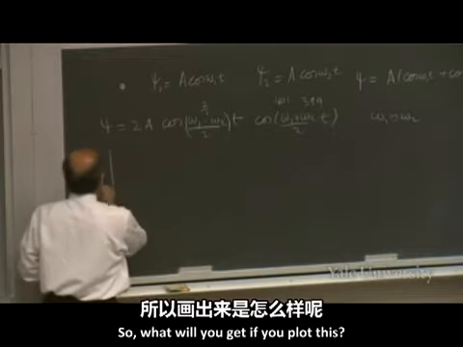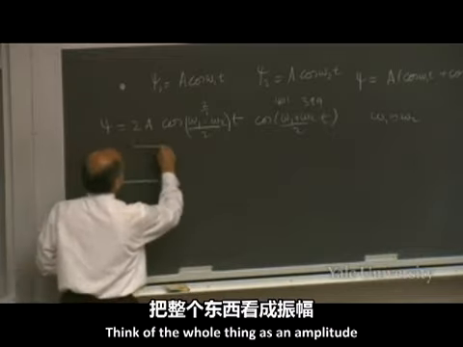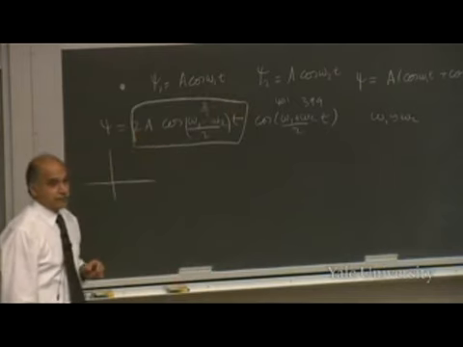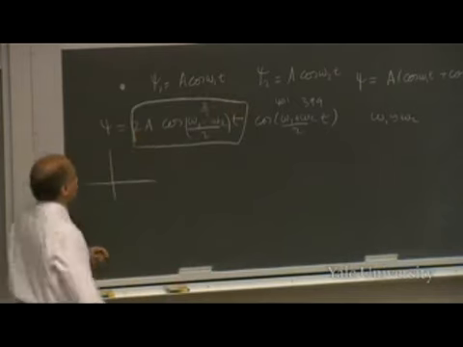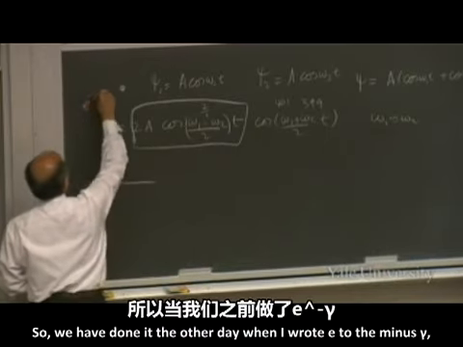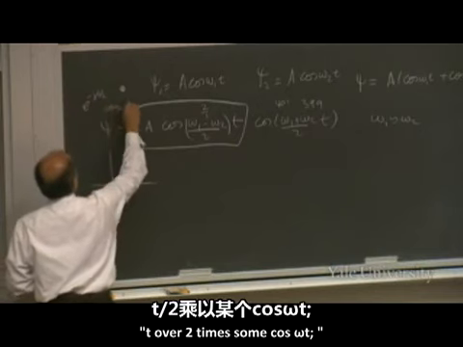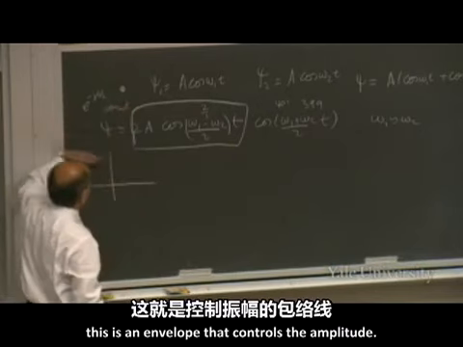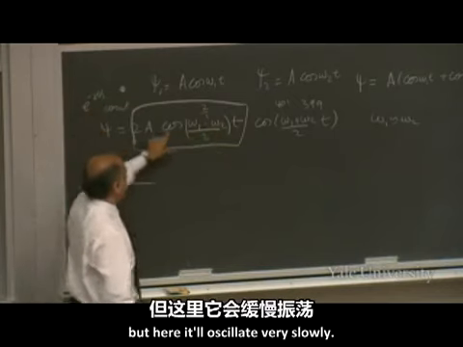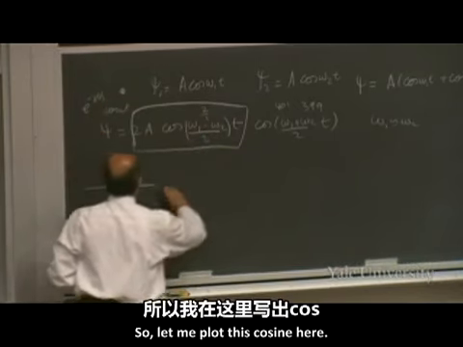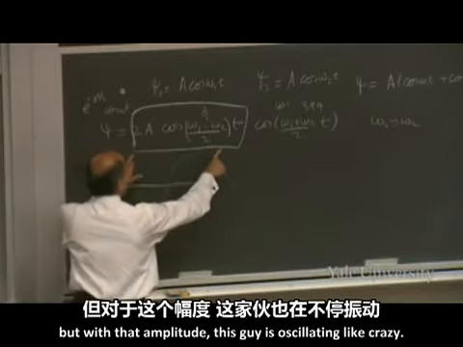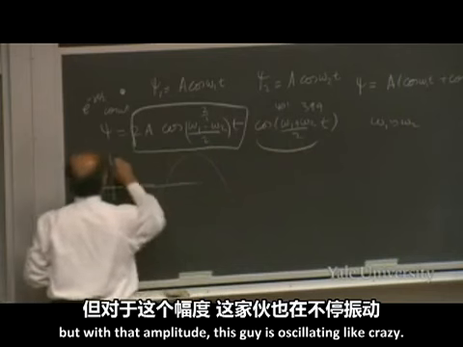So what will you get if you plot this? Think of the whole thing as an amplitude that's slowly varying with time. We did it the other day when I wrote e to the minus gamma t over 2 times some cosine omega t. This is an envelope that controls the amplitude. That day it was falling monotonically, but here it'll oscillate very slowly. So let me plot this cosine here. This is just the amplitude, but with that amplitude, this guy is oscillating like crazy.